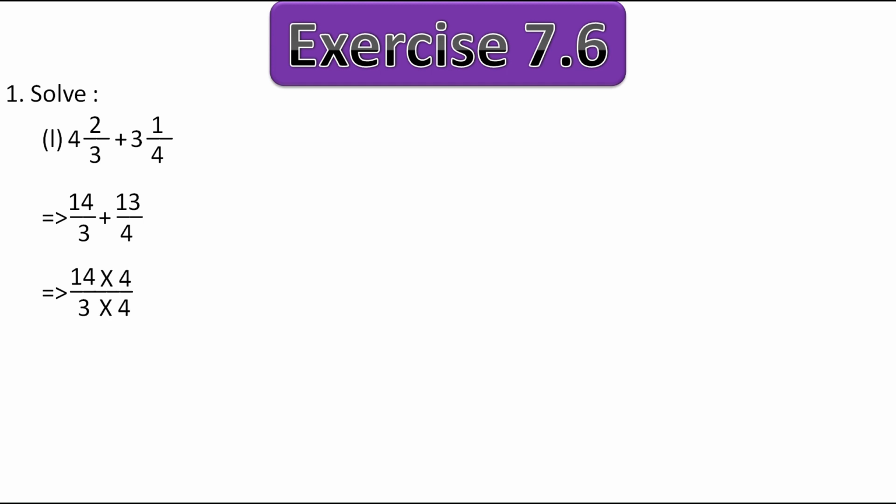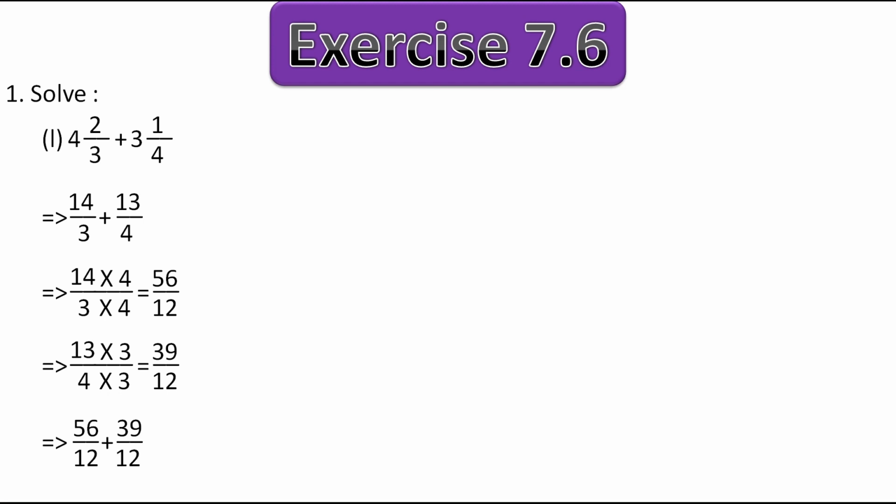Okay, so I got the answer as 56 upon 12, and I'll take now next fraction, that is 13 upon 4, and I'll multiply it with 3. So I got the answer as 39 upon 12. Now I have same denominators, so I'll add them. 56 upon 12 plus 39 upon 12 is equal to 95 upon 12. So this is the answer.